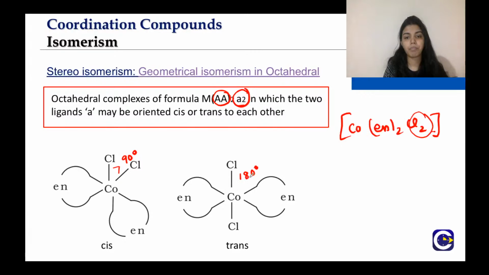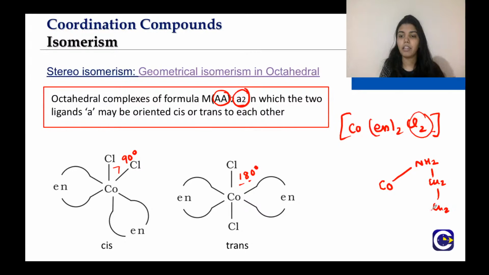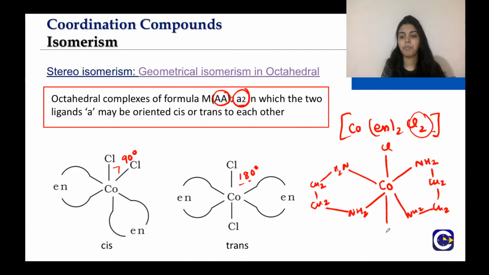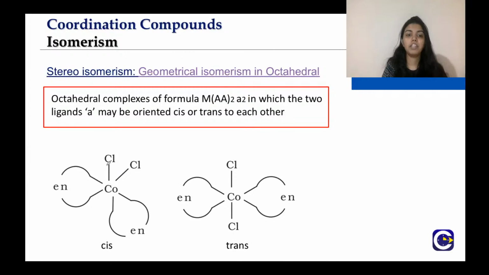Let us see how you will draw the complex. Cobalt you have. Ethylene diamine is NH2, then CH2, then CH2, and then NH2 again. Here also you can have NH2, CH2, CH2, and then NH2. And then you can have chlorine and chlorine here. Basically, it is an octahedral complex. So you can have two possibilities. Either you place 2 Cl at 90 degrees or you place 2 Cl at 180 degrees. So two geometrical isomers are possible for this type of complex, that is cis and trans.